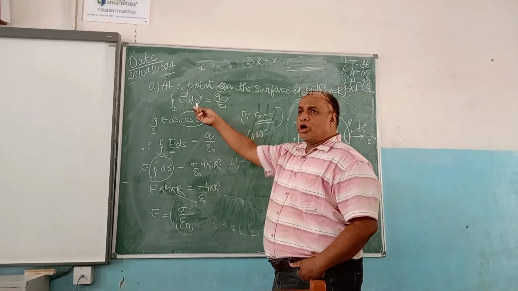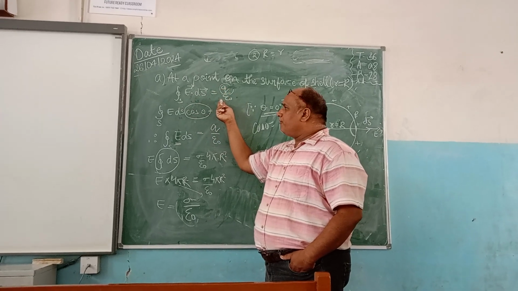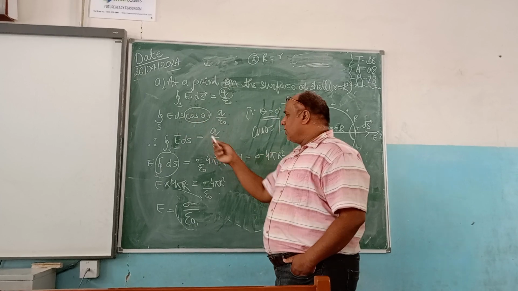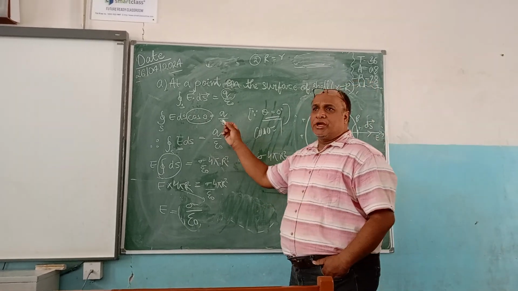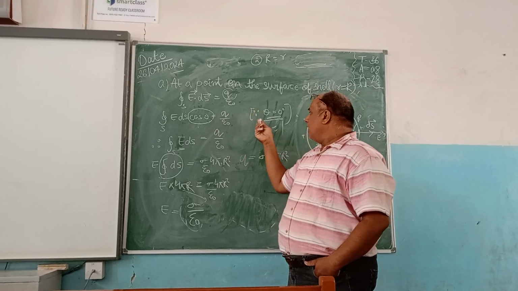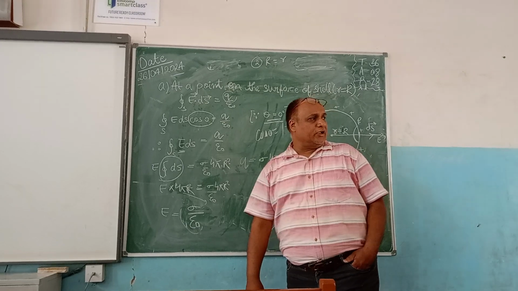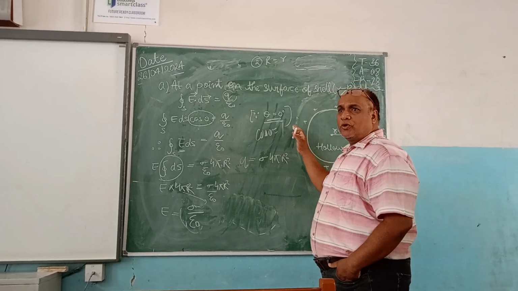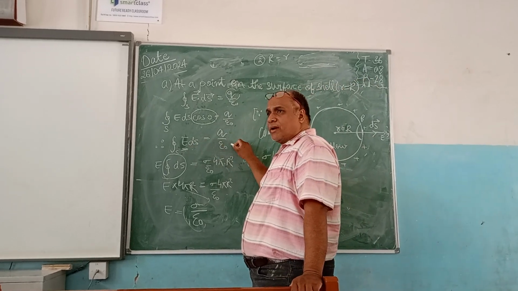According to Gauss theorem, closed integral E dot ds is equal to Q by epsilon naught. We remove the dot sign and write E ds cos theta. Both are in the same direction, so theta is equal to 0. When theta is equal to 0, cos 0 is equal to 1. Therefore, closed integral E ds is equal to Q by epsilon naught.